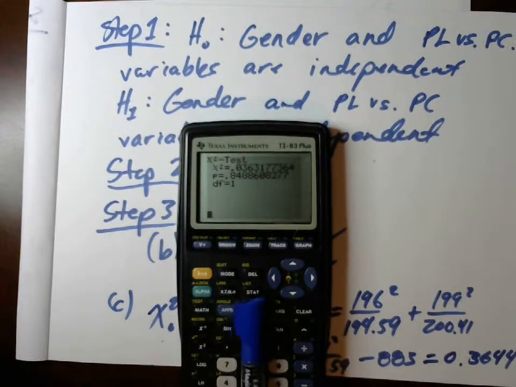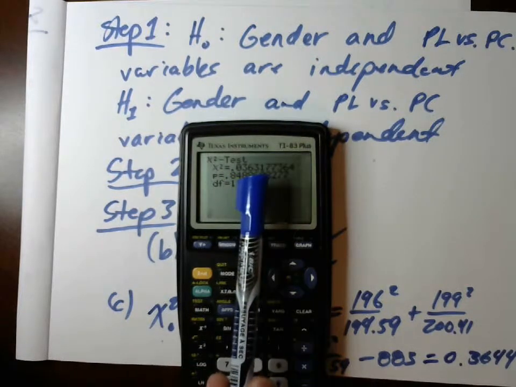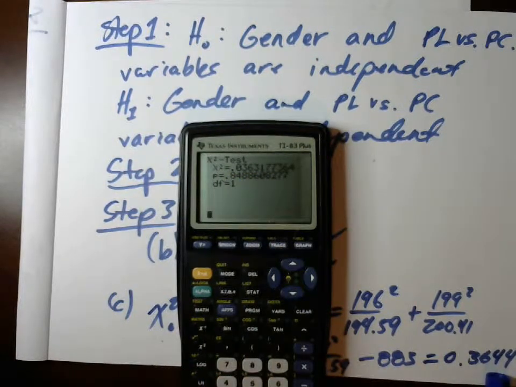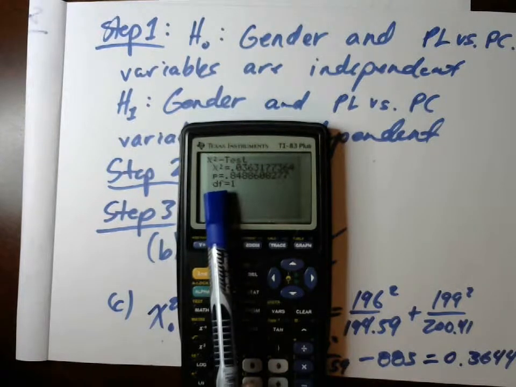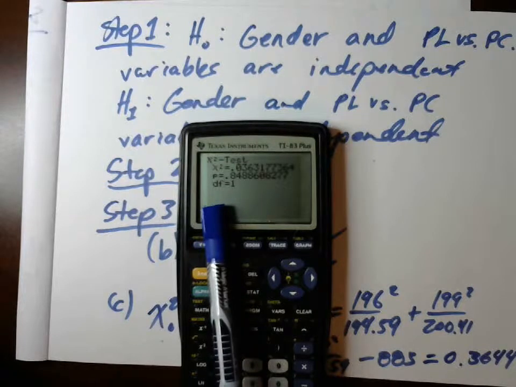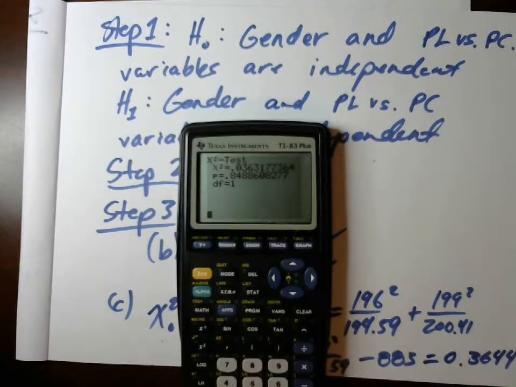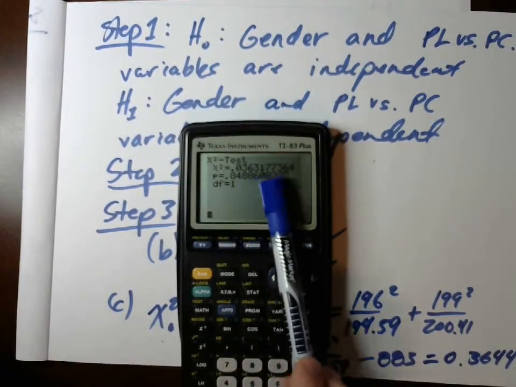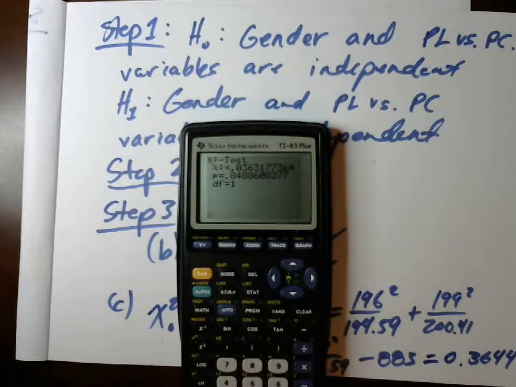So notice that our chi-squared value is 0.0363, which is really close to what we just got here, probably due to rounding error. Okay. So notice that the degrees of freedom is equal to 1. That's interesting. Wonder how they got that. And notice it gives you your p-value. Your p-value is also given to you if you're asked for that in a problem. There's your p-value.